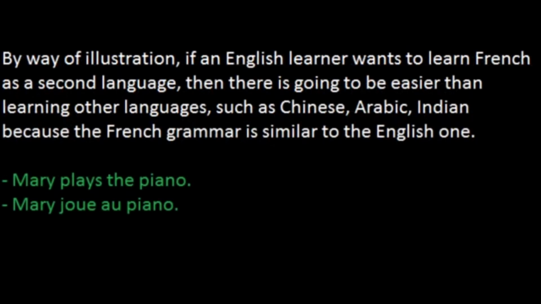By way of illustration, if an English learner wants to learn French as a second language or foreign language, then it is going to be easier than learning other languages such as Chinese, Arabic, or Indian, because the French grammar is similar to the English one. We can say, Marie plays the piano, or Marie joue au piano.